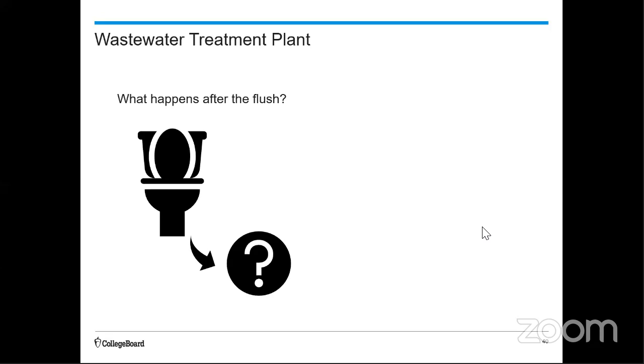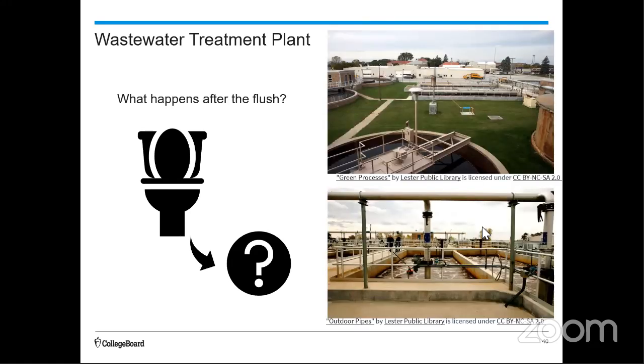So again, what happens after we flush? Most people really don't think about this too much, but for the vast majority of homes, this is going to go to a wastewater treatment plant or a sewage treatment plant. And it, again, just like the landfill, it has specific design features to make it operate properly and to minimize environmental impact. So let's take a look at those.